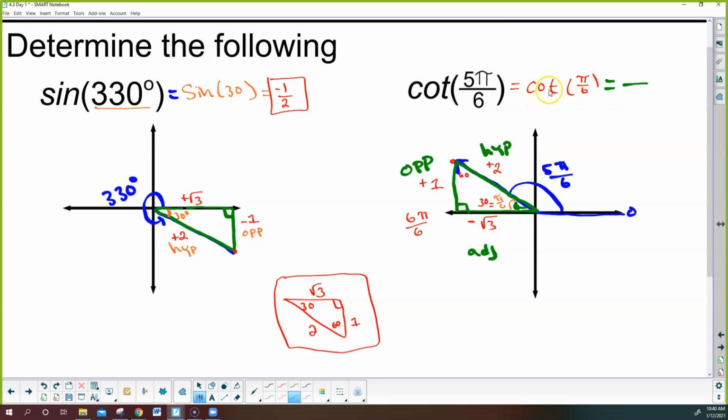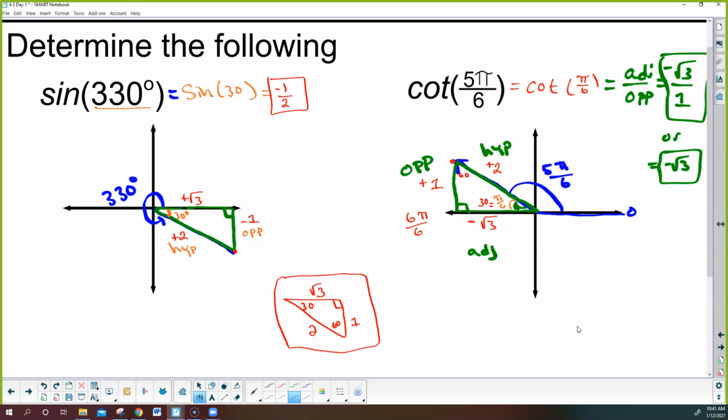So I just got to think, what is cotangent? Well, cotangent is the reciprocal of tangent. So if tangent is opposite over adjacent, cotangent is adjacent over opposite. And then there's my answer. Adjacent is negative square root 3. Opposite is positive 1. And we have negative square root 3 over 1, or because it's over 1, you could just write negative square root 3.